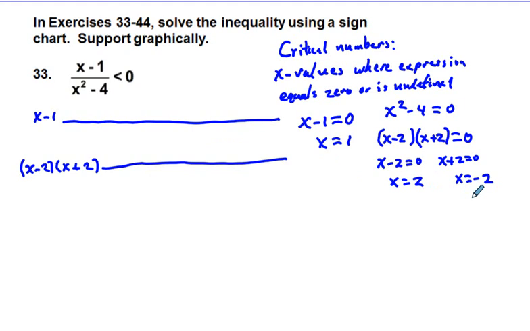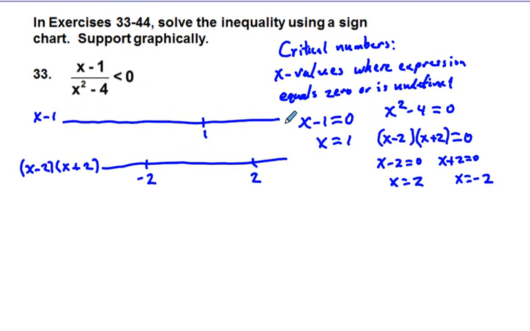And so we place the critical numbers where they belong in order, and the lowest critical number I see here is negative 2, which is going to go down here. And then for x minus 1, that's going to be a critical number of 1 right here. And then lastly down here, for the denominator, we have a critical number of 2. And so we examine each of these number lines separately.